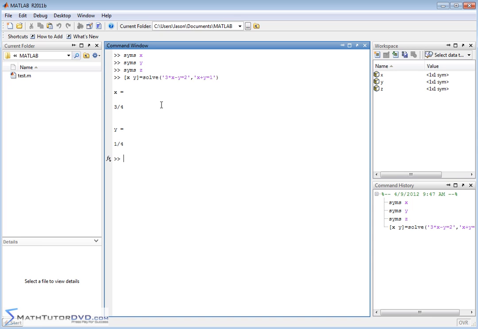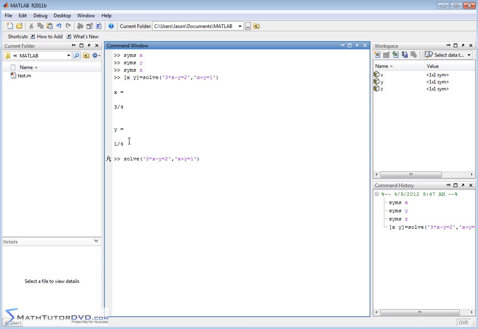So when we hit enter, it'll go ahead and calculate the value for x, and it'll tell you it's 3/4, and the value for y, and it'll tell you that that's 1/4. So it solved the system of equations. Now let me show you what happens if you don't do that. You might get a little confused, and that's why I want to point it out.